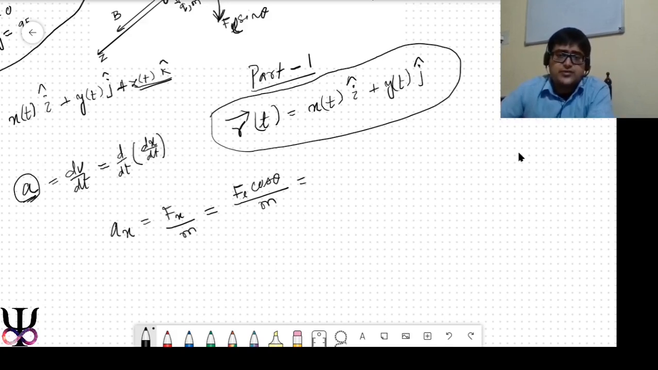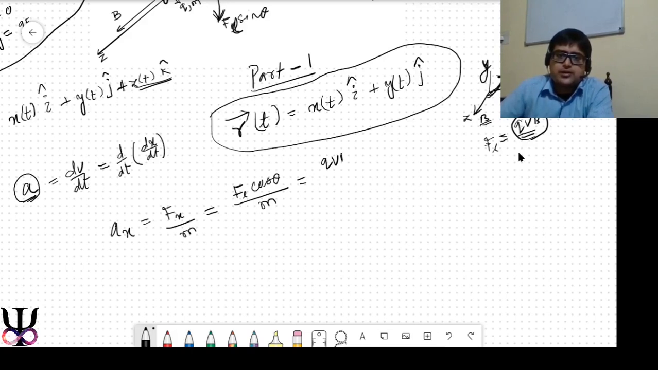Now Fl, as we know, the Lorentz force, is given by QVB, because the velocity and the magnetic field are always perpendicular. The velocity is always in the xy plane, and the magnetic field is always along the z axis. That means the magnitude of the Lorentz force is always QVB. If you want to find the x component, all you have to do is multiply that by cos theta, where theta is the variable.